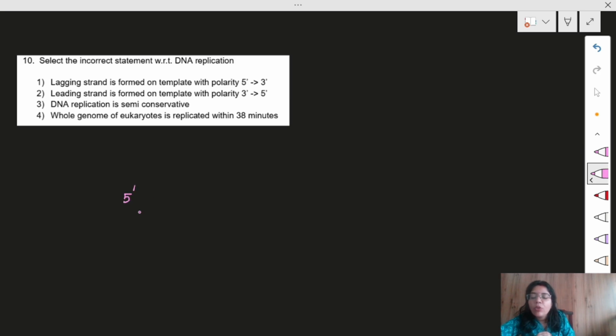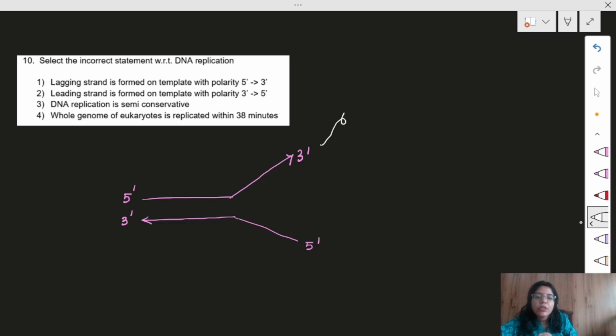Let's suppose I am drawing here two strands of DNA which are ready to do DNA replication. Okay, replication fork I have made. You tell me this particular strand, what you will call this strand? You will say this is a template strand, right, whose polarity is 3 prime to 5 prime. From the open side always you will write.